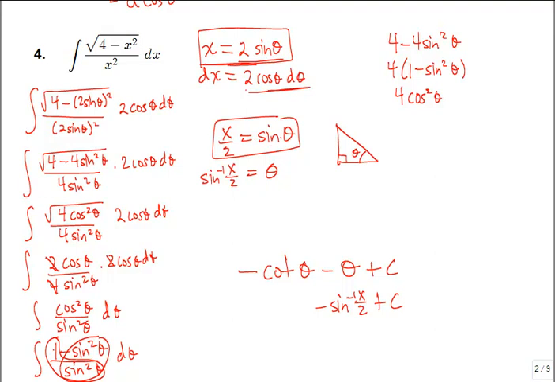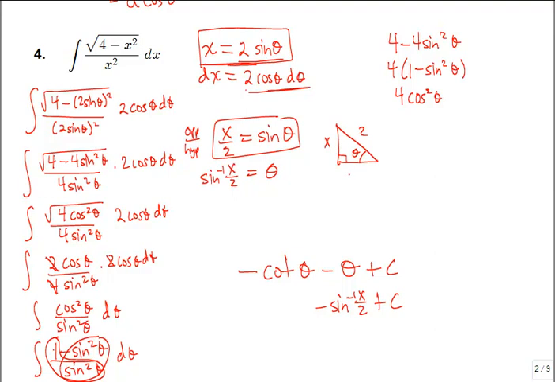So if I know that sine of theta is x over 2, remember that on a right triangle, sine is opposite over hypotenuse. So the opposite side would be this side, which is my numerator x, and the hypotenuse is over here, and that's supposed to be this 2. So according to this triangle, sine of theta would be x over 2.